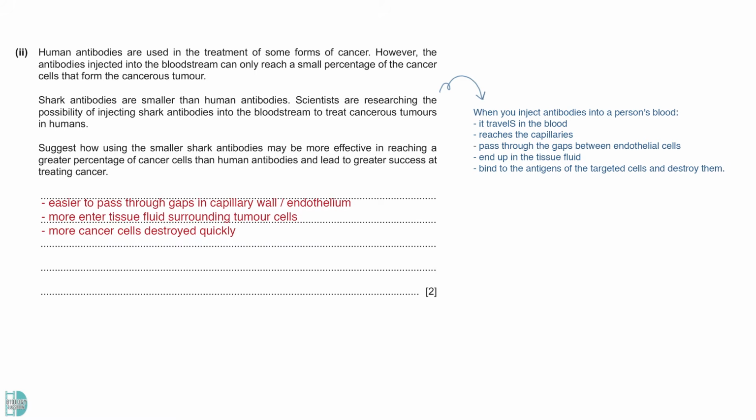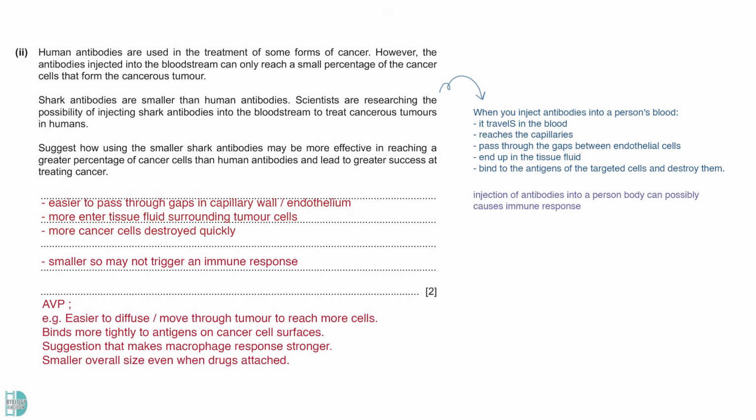Another thing is, injection of antibodies into a person's body can possibly cause an immune response, since it is not something produced by the person itself. The smaller shark antibodies have a lesser chance to trigger an immune response compared to the larger human antibody. There is 1 mark for AVP as well. For example, the shark antibodies can easily diffuse or move through the tumor to reach more cells.